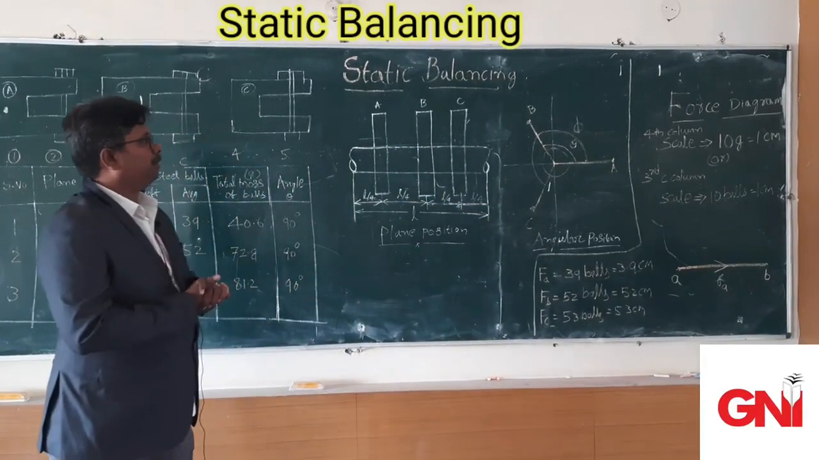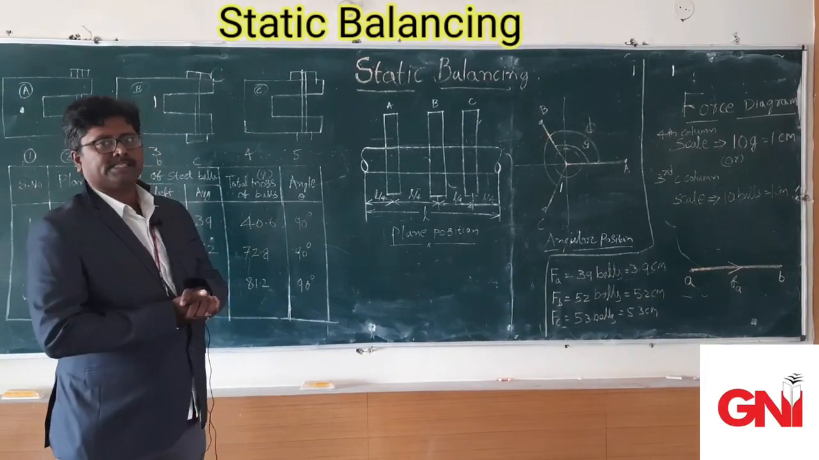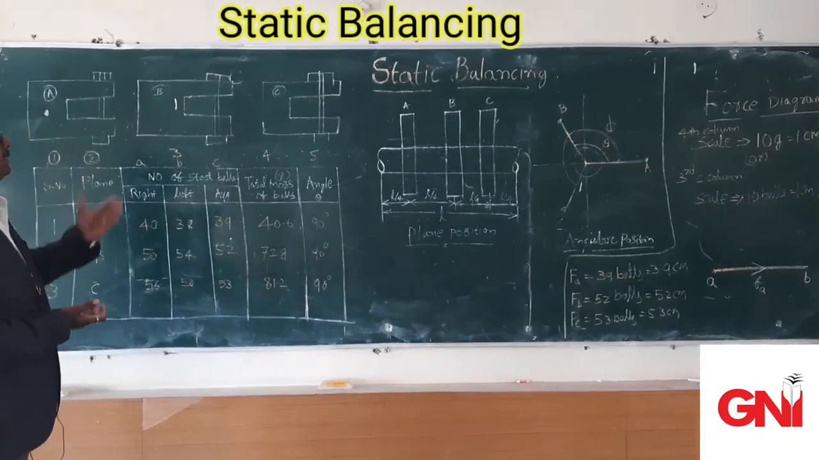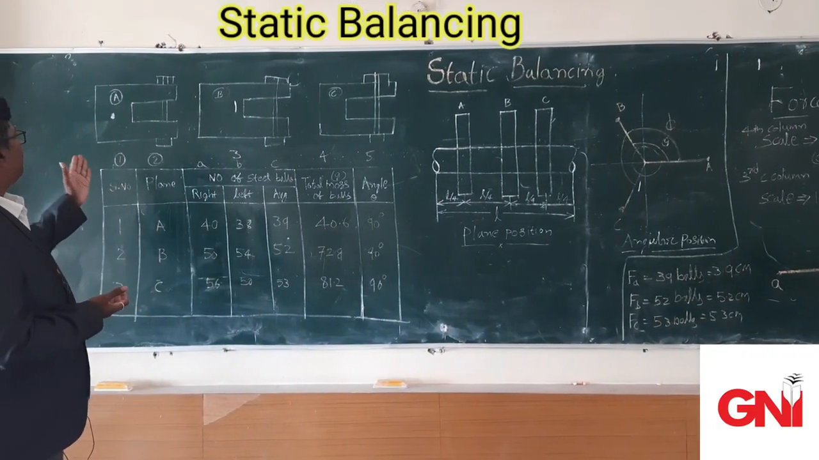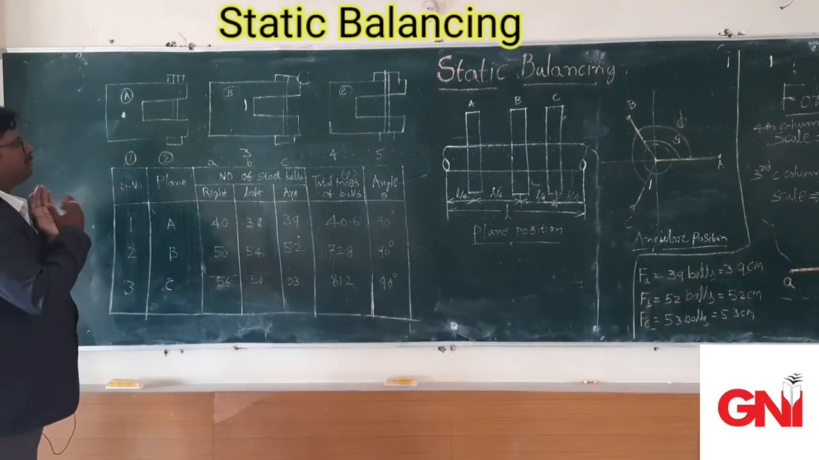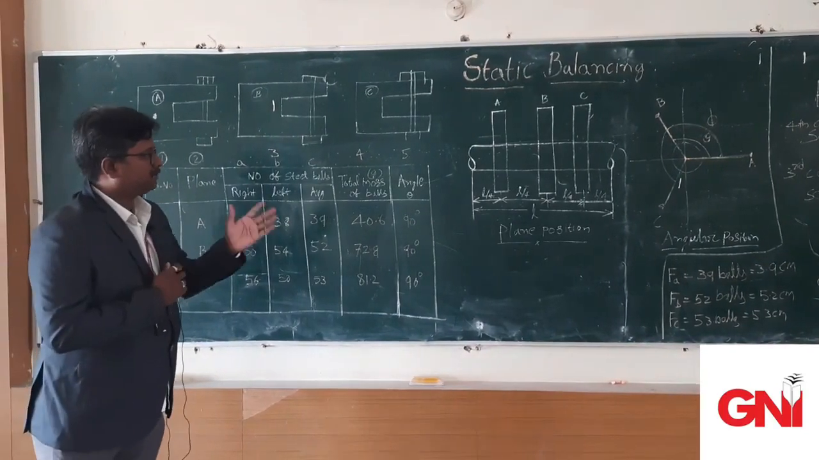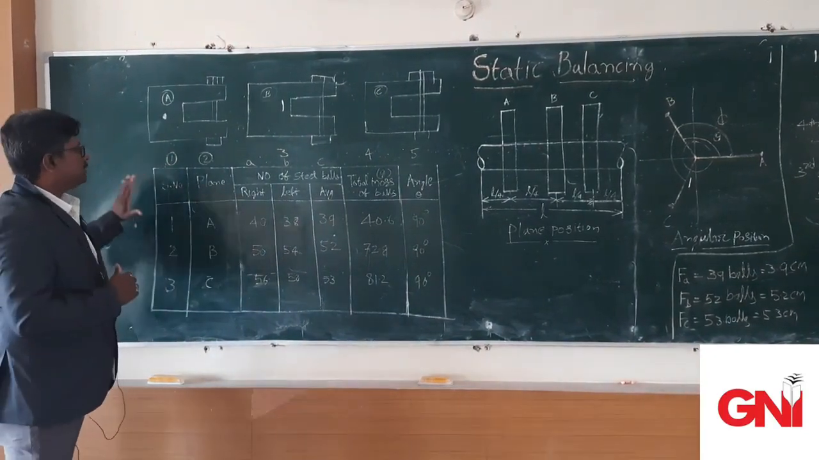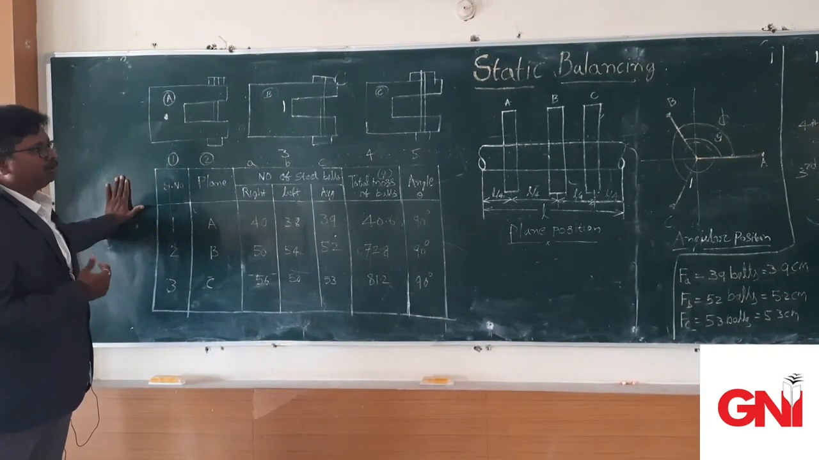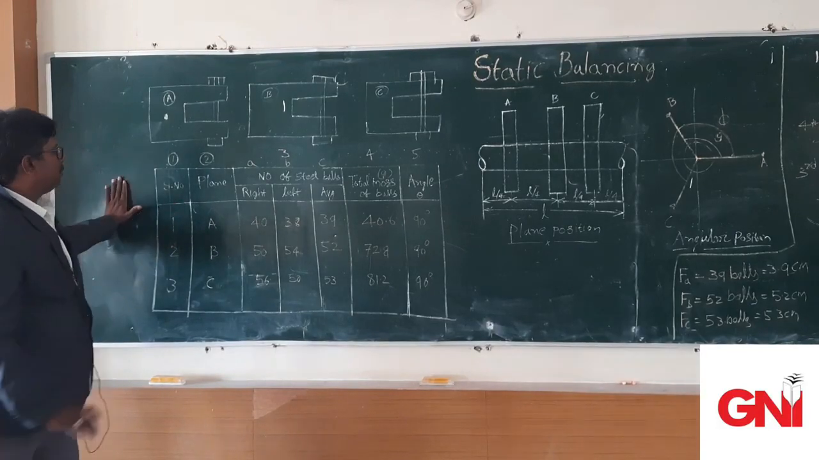Here is how I am going to balance these three masses using this static balancing experiment. I am taking three masses: the first mass is A, the second mass is B and the third mass is C. I don't know the magnitude of these masses, but I can find the angular position as well as the linear position. This is the tabular column for this experiment. With this tabular column, I am going to balance the masses in angular mode as well as linear mode.